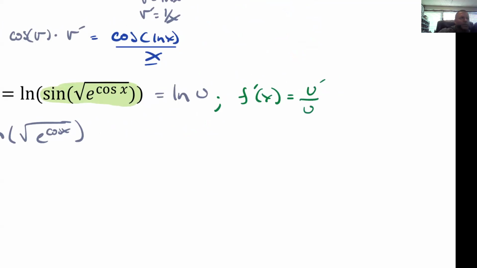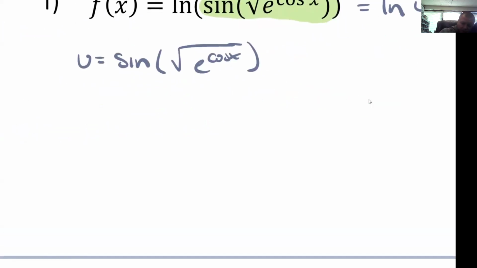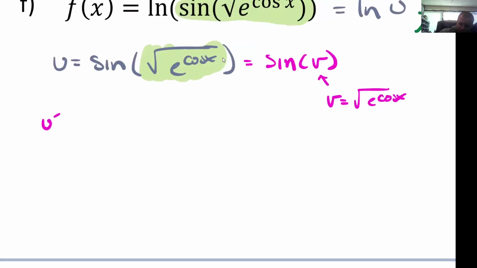Right, so I already know something. I know my u is equal to the sine of this thing right there, but I need to find u prime. So let me go find u prime. To find u prime, I have to take the derivative of this thing, but this is the sine of something that is not just an x. So I'm thinking about this now as the sine of, say, v, where v is the square root of e to the cosine of x.